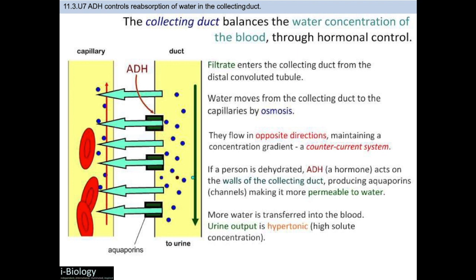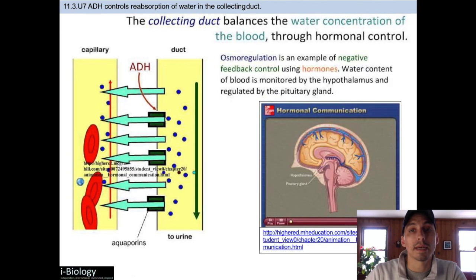So if a person is dehydrated, then more water is going to leave their duct and enter back into their capillary. So they are going to reabsorb more water, they're going to excrete less water, and that is going to mean that the urine output is hypertonic, has a really high solute concentration, because I am making it really concentrated by removing the water.